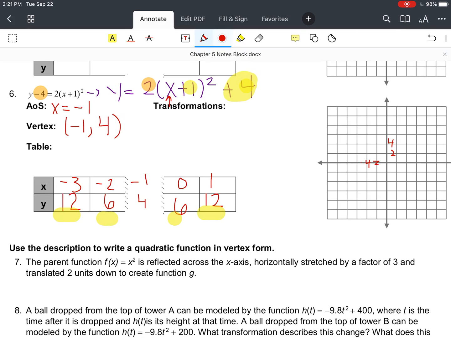There's 3 things I mentioned that we see. I have the 2 out in front. So the 2 out in front would be a vertical stretch of 2. And then my vertex, or what's in yellow highlighted, would say I went left 1, which is opposite h, and then up 4, which is k. So those are my transformations.